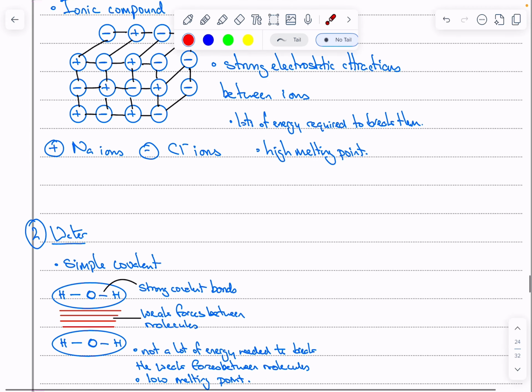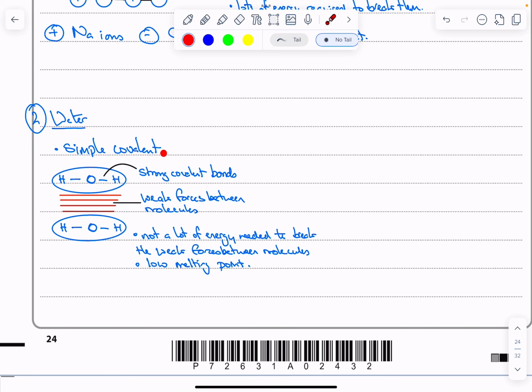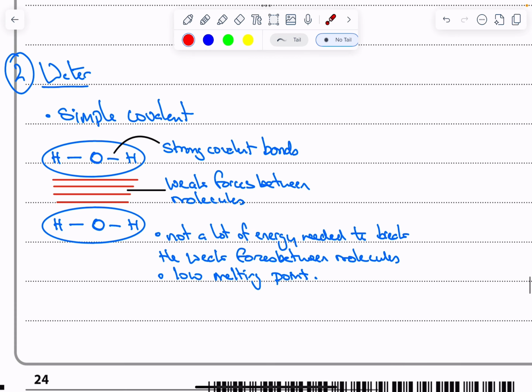Water, part 2. So water is a simple covalent substance, and as you can see, I'm going to zoom in for you, I've drawn myself a little water molecule. I've got 2 of them, and then in between the water molecules, these are the weak forces that exist between the molecules. I've also labelled that there are strong covalent bonds in the molecule, but there are weak forces between the molecules. We don't need a lot of energy to break these weak forces because they're only weak, and therefore the melting point is going to be lower for water.